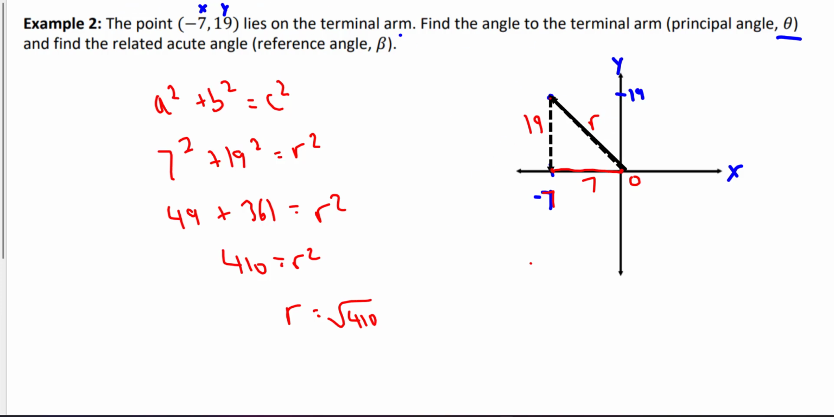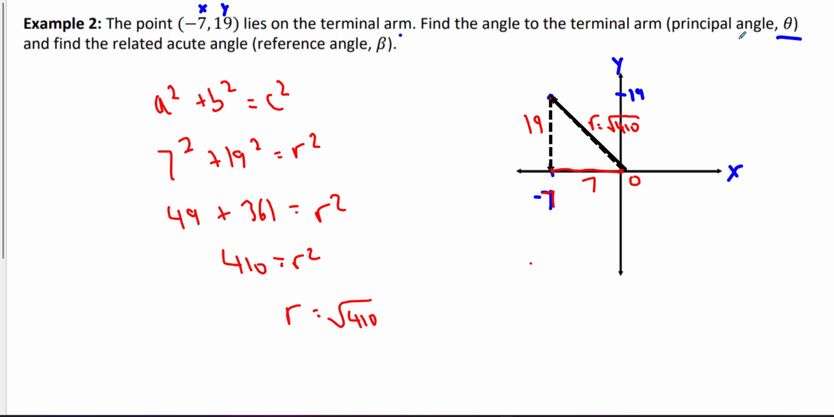I have a habit of keeping it in exact values until the final answer. If the final answer allows you to give a decimal answer, then that's fine. But here it doesn't say exact value, so you probably could just write the decimal value. But I just want to get in the habit of writing exact value, just in case you need to. All right, so radius is square root of 410. Now I have all three sides.